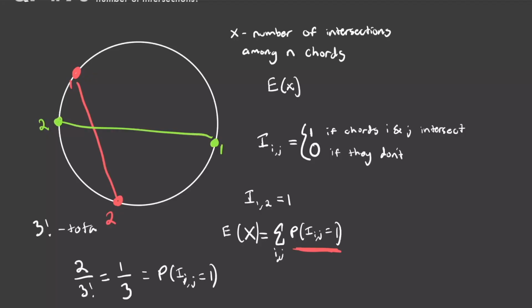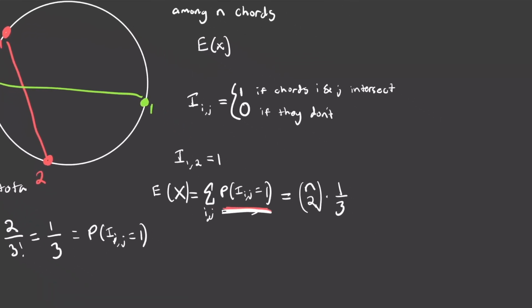and then we just need to sum that up basically over all the possible pairs of chords that we could have. Well, we have n chords, and we just need to choose 2 of them to be in a pair. So this is going to be, we're summing up n choose 2 times 1/3. And now if we wanted to simplify this more, n choose 2, we can write that as just n factorial divided by 2 factorial times n minus 2 factorial, and then that's going to be times 1/3.